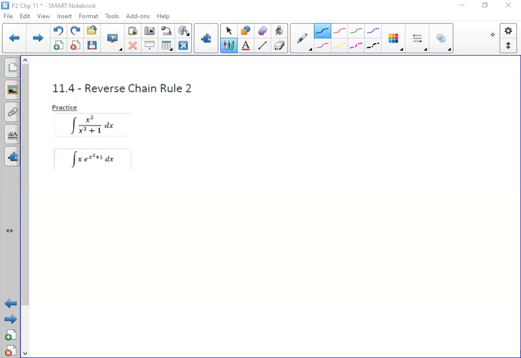So the answer for question 1 is a third ln of x cubed plus 1, plus c. Technically, I did mention before, there's actually a bar and modulus sign in there. If you got it right, well done, move on, try the next one. If you haven't, I'll explain why.